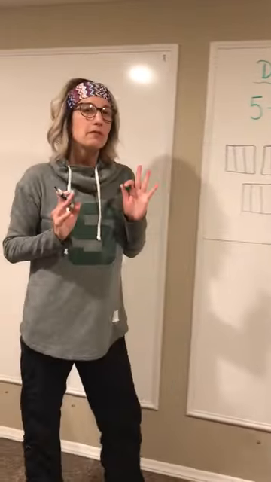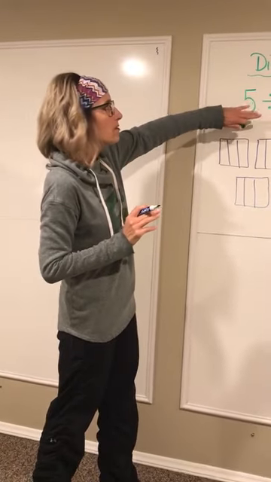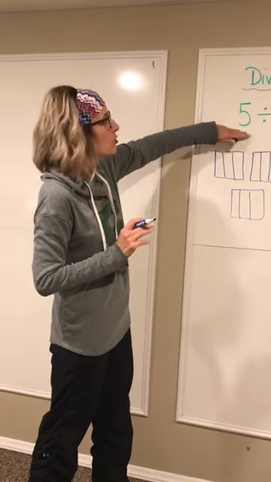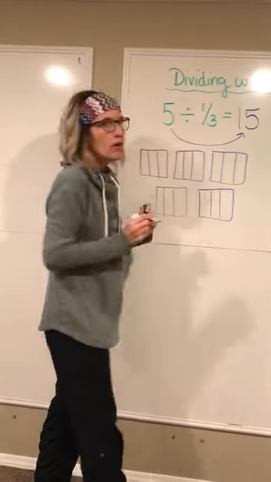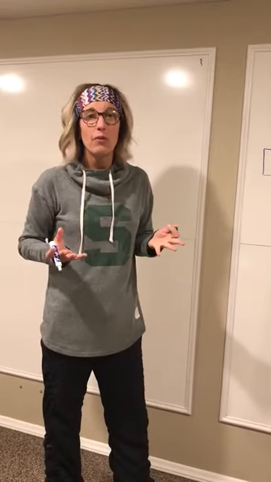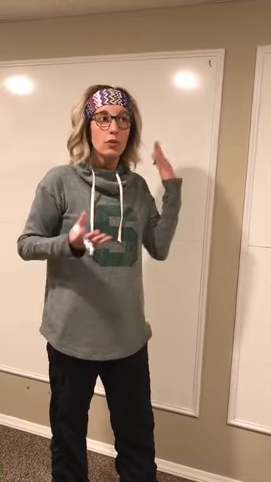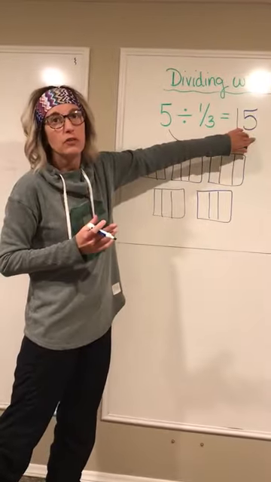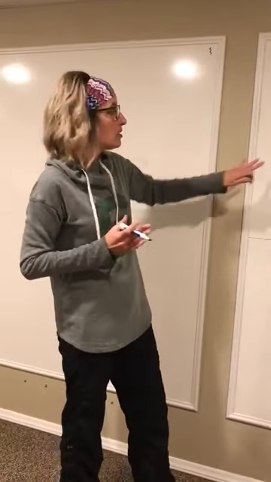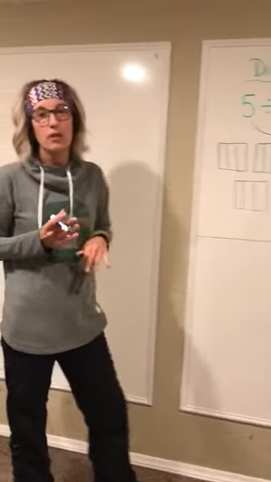So you can sort of see the connection when you're dividing with fractions. If you start with a whole number, you're going to end with a whole number. It's bigger. That's not what we normally do with division. Usually when we divide whole numbers, we end up with a smaller answer. When we're dividing with fractions, you're going to, for this one, have a bigger answer.